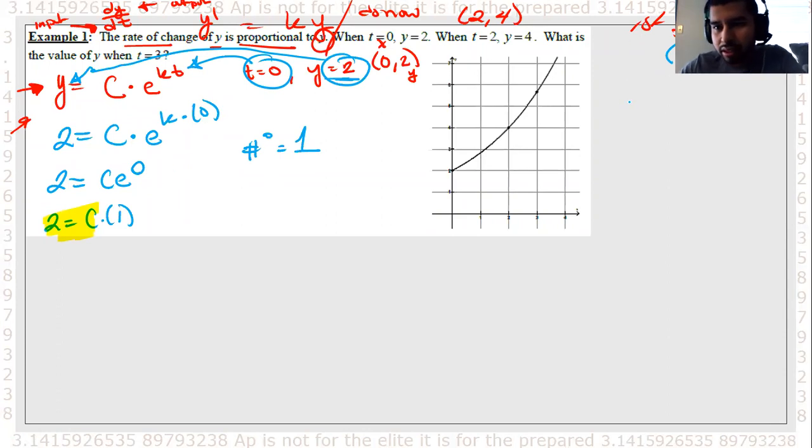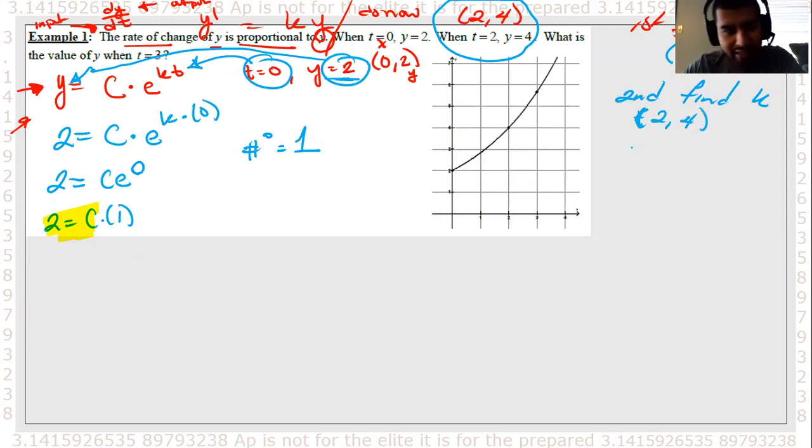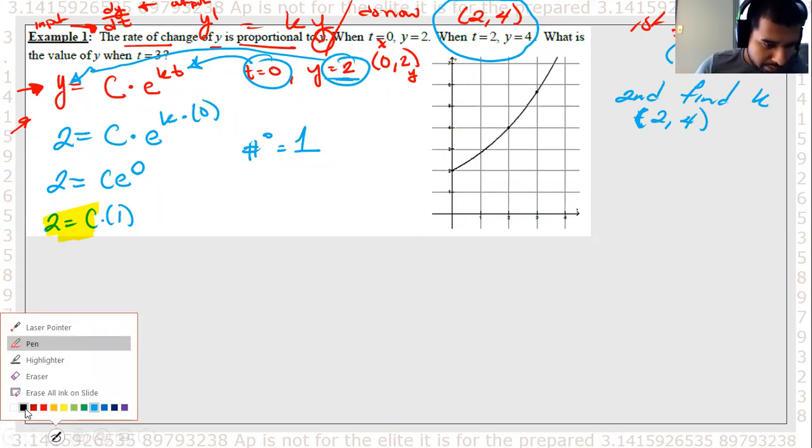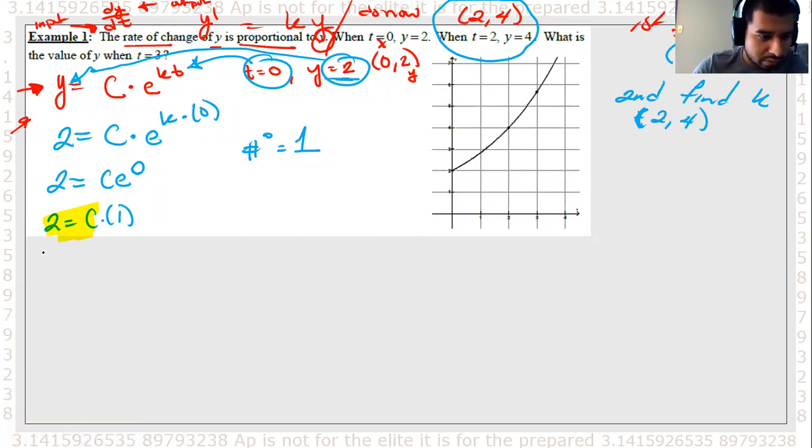Now, the next thing you want to do is find K. We will use the second part that they gave us. They said that t is equal to 2 and y is equal to 4. Back into the equation with the C. So let me substitute what I know as of right now.